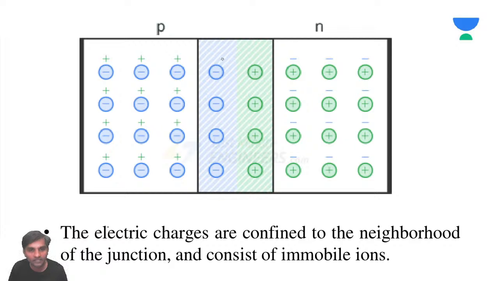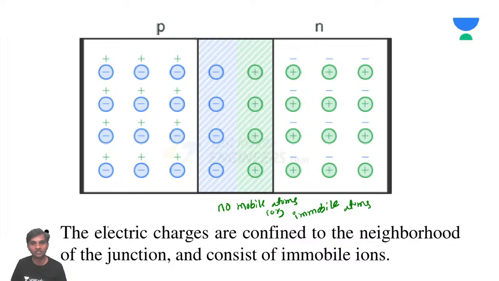Do we have extra positive charge here? No. Extra electron charge here. So because of this, in this region there are no mobile atoms, or I can say these are all immobile atoms.